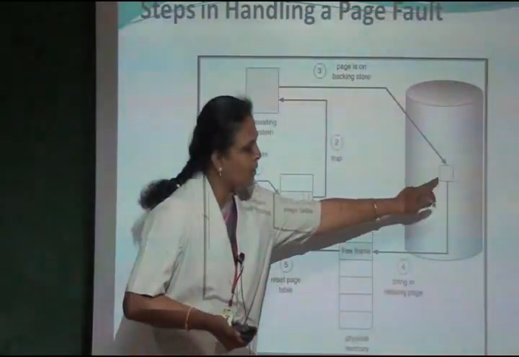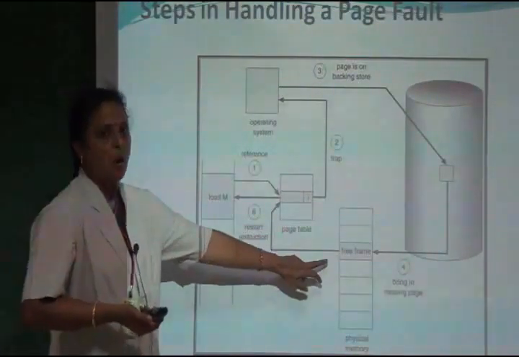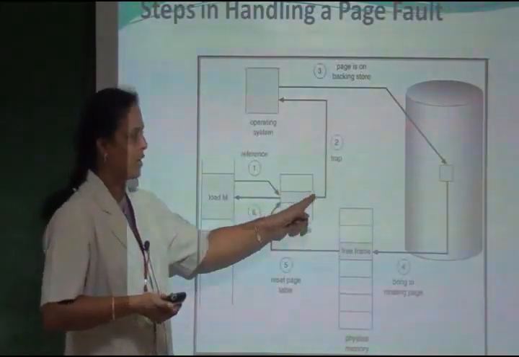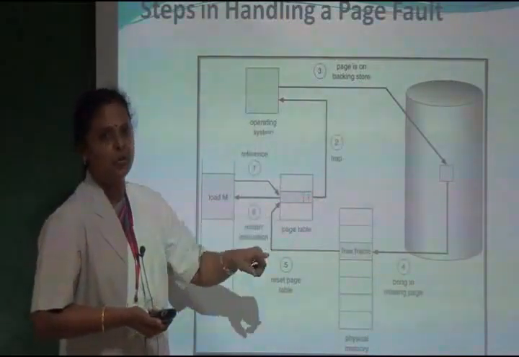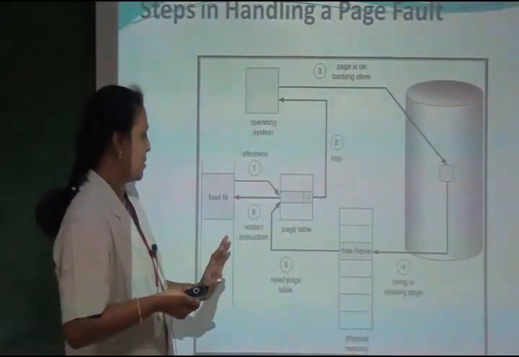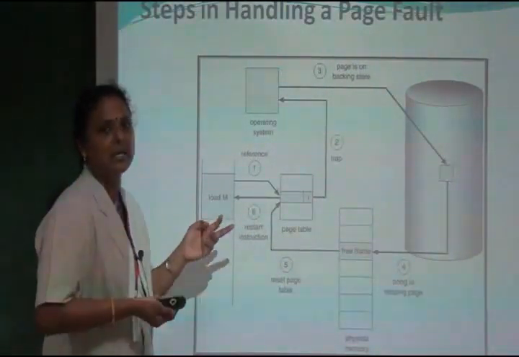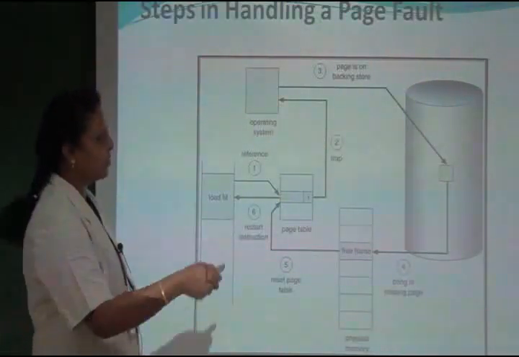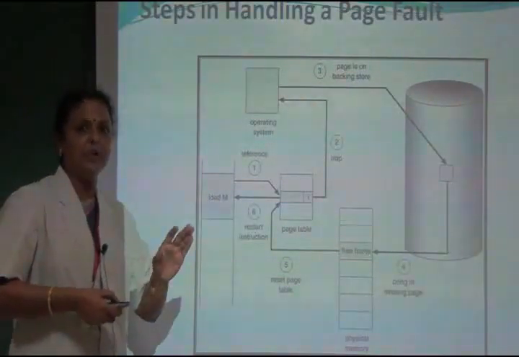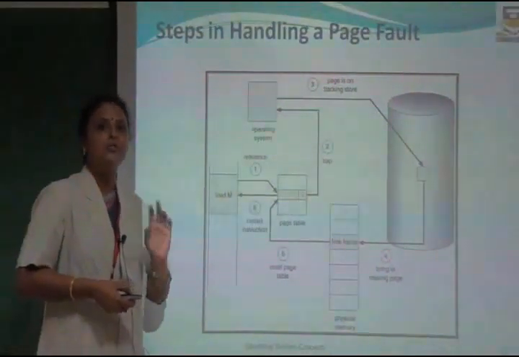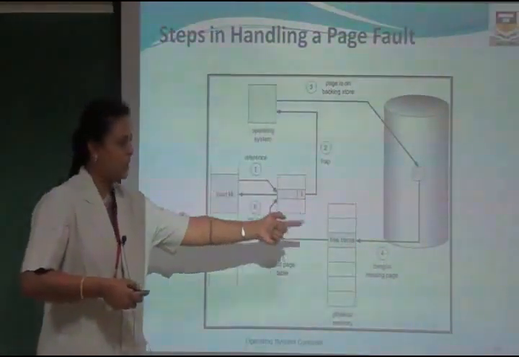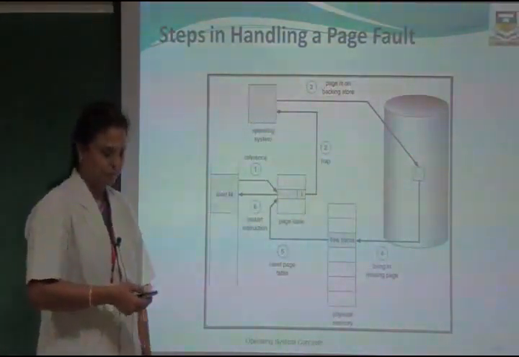That is, it will copy that page into the free frame, and once that page is loaded into the physical memory, its respective page table valid-invalid bit is immediately set to valid, because now that particular page is available in physical memory. Then that program will restart its execution as usual. So in this way, the page fault is handled by the operating system. If a page fault occurs, the operating system has to take the necessary steps to bring that page from the secondary storage, our backing store, to physical memory.